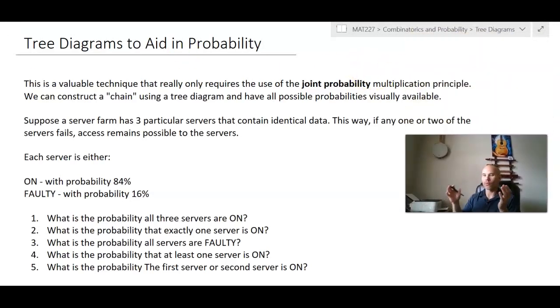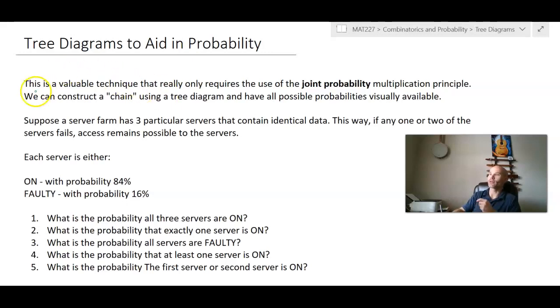So remember, when we look at the probability of two events happening, then it's the probability of one times the probability of the other. We can construct kind of a chain using a tree diagram, kind of like with counting methods, to follow all the outcomes, but along the way having the probabilities available.